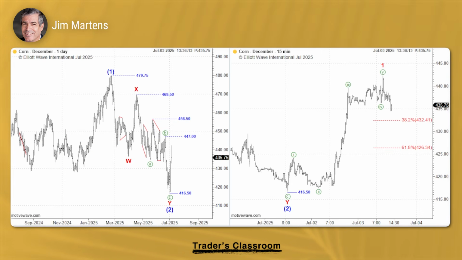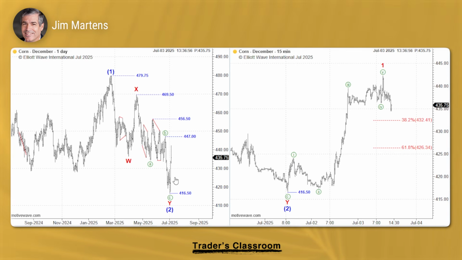You'll first notice that on the daily chart on the left, corn has been falling for quite a while. From late February, the market declined from near 480 a bushel down to 416. Percentage-wise, quite the decline. I think it followed a corrective path, and it's not my purpose to go into the labeling of the proposed double zigzag. It's just enough to say that that looks like a corrective retreat.